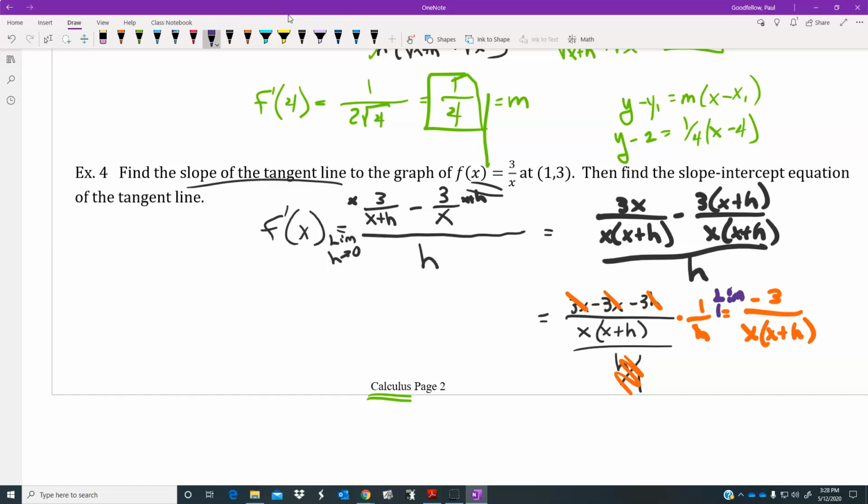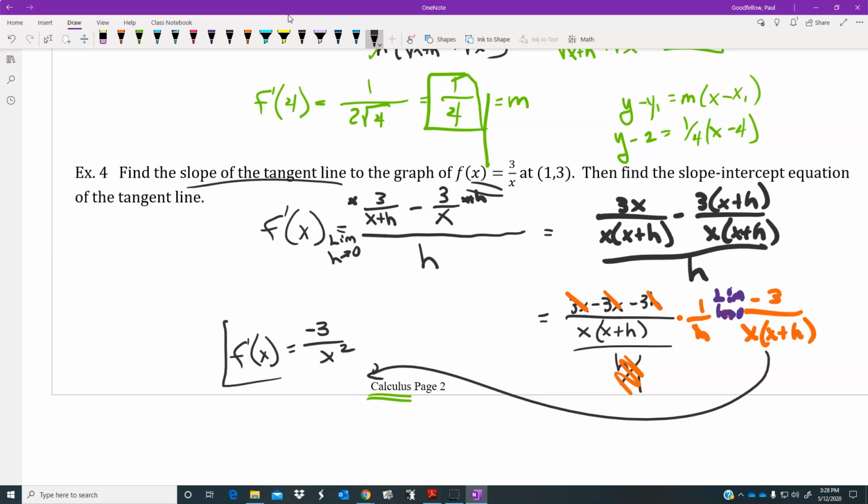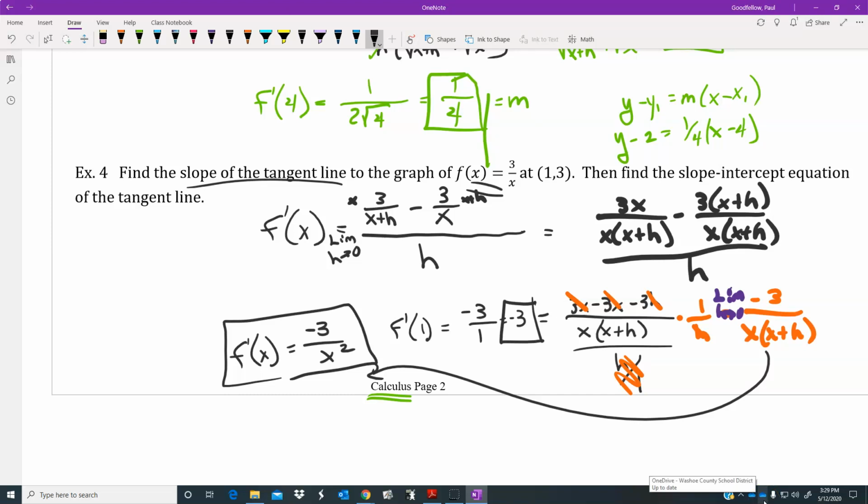And wait, we're not done yet, because what did we not apply? Oh, that's right, the limit as h approaches 0. What would the derivative turn out to be? As h approaches 0, that's 0, and x times x is x squared. Oh, negative 3 over x squared. This is the formula for the derivative of the original function. Now let's evaluate the derivative at the number 1, and the actual slope at that particular spot would be negative 3 over 1, or negative 3. And that would be the answer to the slope of the tangent line at 1, 3 on the original graph.